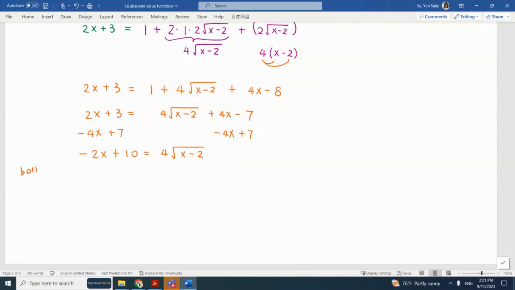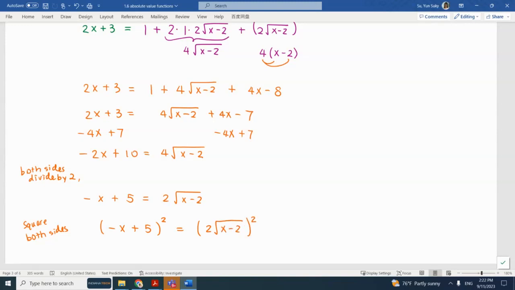So both sides divided by 2. What do we get? Yeah, very good. Again, why don't we divide by 4 here? To avoid fractions. Okay, everybody? Avoid fractions. Now we're ready to square both sides. So minus x plus 5, squared, equals 2 square root of x minus 2, squared.